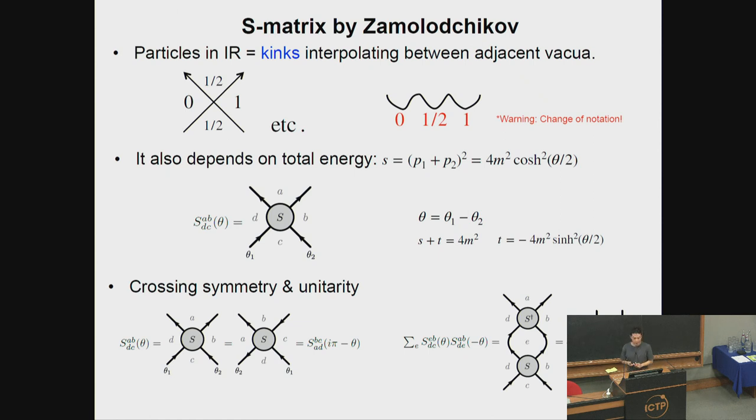And the crossing symmetry and unitarity of these S matrices in this notation take this form. So it turns out that in this theta variable, the crossing symmetry just corresponds to theta going to i pi minus theta. And the unitarity, which basically says the probability is conserved in the scattering process, basically means that if you multiply these two matrices with arguments theta and minus theta, you just need to get the identity. So this is the unitarity relation.